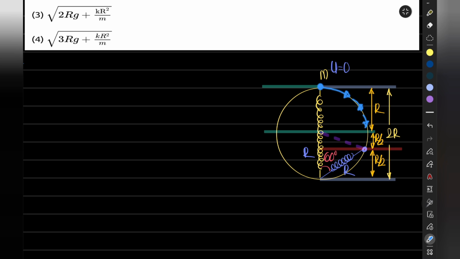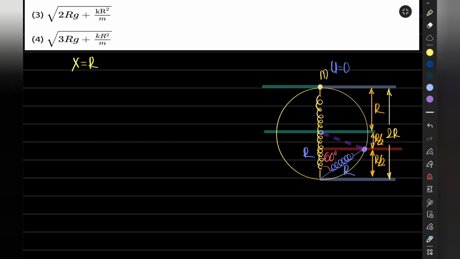Now when it is coming in the downward direction, they have said that initially the spring is extended up to length 2r and its natural length is r. It means the extension of the spring is from r to 2r. So the change in length of the spring, that is delta x or x, will be equal to r. Okay, we can write down that our extension x will be equal to r.